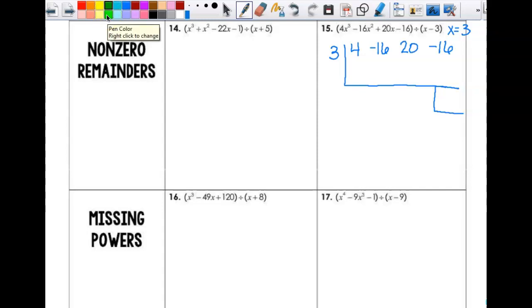Whatever this first number is, it comes straight down, so that's a 4. So 3 times 4 is 12. I put that right here. Add those two together to get negative 4. 3 times negative 4 is negative 12. Add those two together to get 8. 3 times 8 is 24. Combine those two and I get a positive 8.